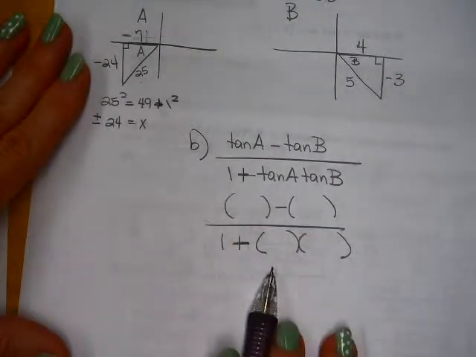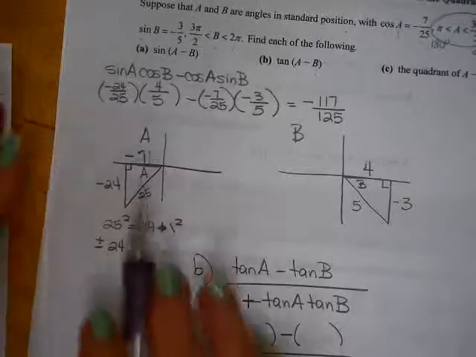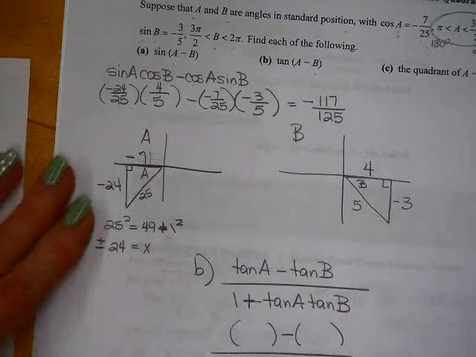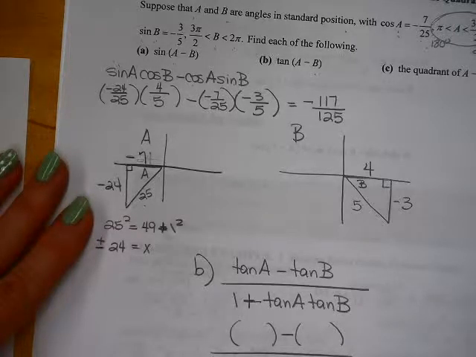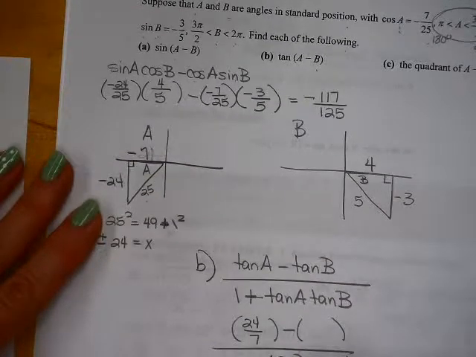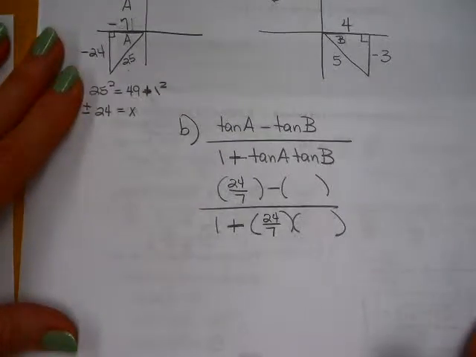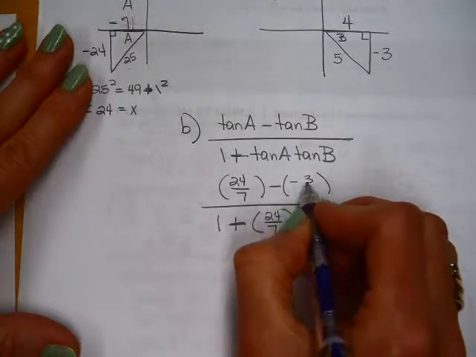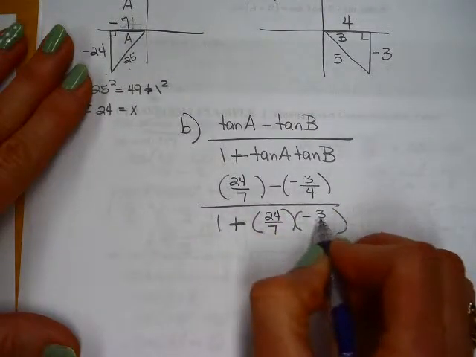All right, so do I have my formula right down here for tangent? All right, well, let's get back up here then. So now can we figure out what our tangent is? What is the tangent of angle A? 24/7. Negative divided by negative is positive. So it is 24/7 for angle A. You put it here and you put it here. What is the tangent of angle B? Negative 3/4.